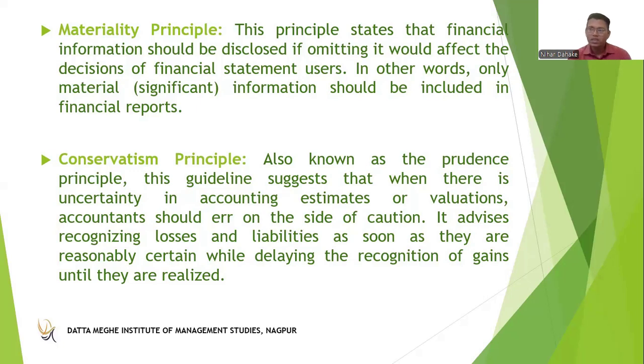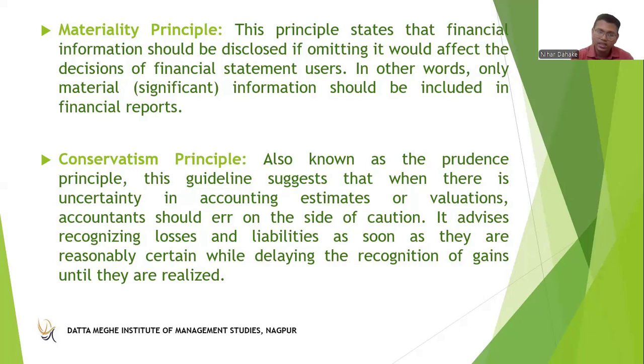It means if there are losses or liabilities, you have to take them into consideration as soon as possible. But if we talk about profits or unrealized income, then you don't have to take them into accounting earlier. When it happens, then you can take it into your accounting. Okay, so that is called the conservatism principle. It means when the transaction happens, if it is affecting, then if it is losses or liabilities, you have to insert them in your books of accounts as early as possible.